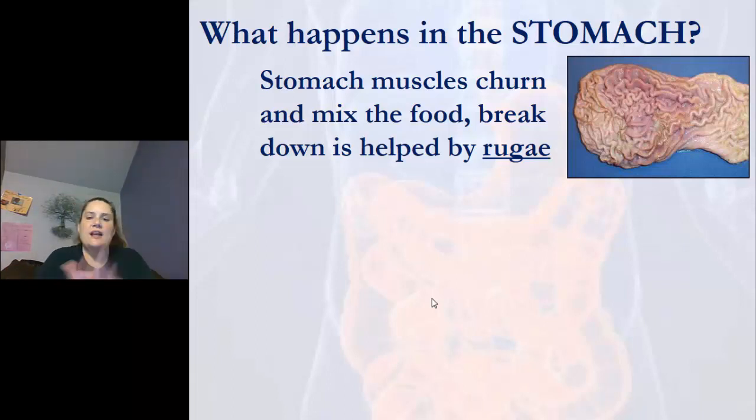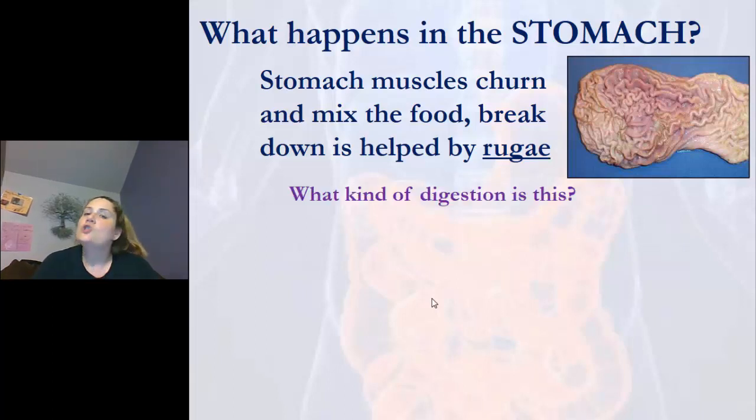And so the rugae just help give you more contact, more surface area contact to hit that food and get that food ground up and churned up into smaller and smaller pieces. Okay, so what kind of digestion is that then? Good. Hopefully you said mechanical digestion. We didn't have any chemical reactions taking place.